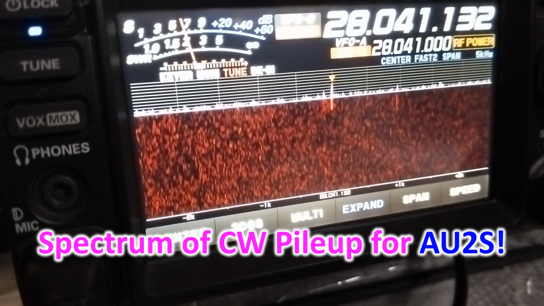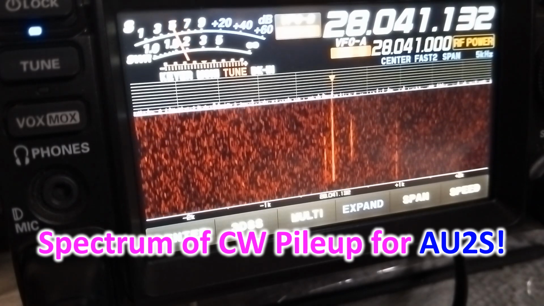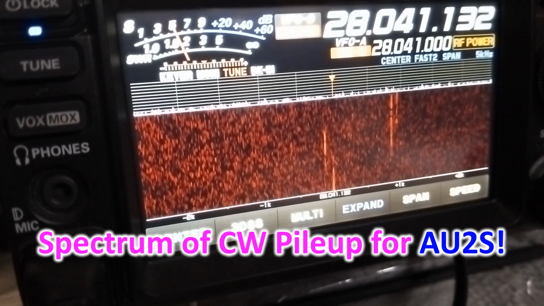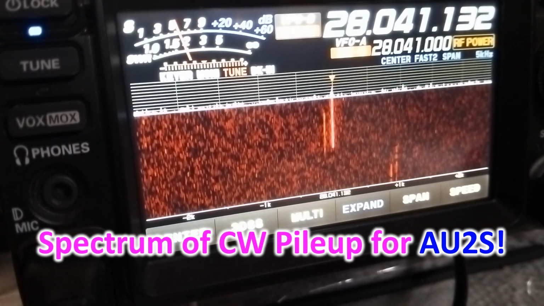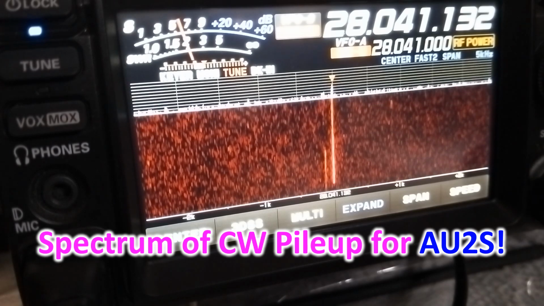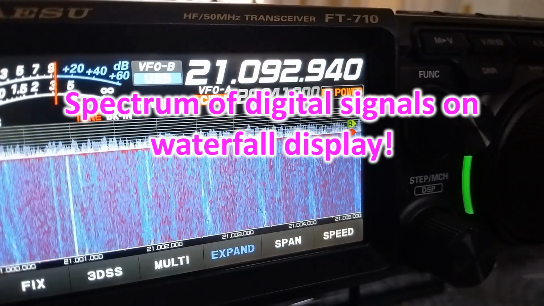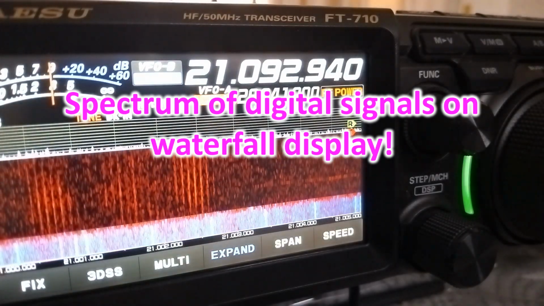I didn't try because most of them are very fast, and I couldn't hear the DX expedition. Mostly I am hearing the stations trying to contact Alpha Uniform Two Sierra. I am changing it to 5 kilohertz so that you can see the spectrum well.